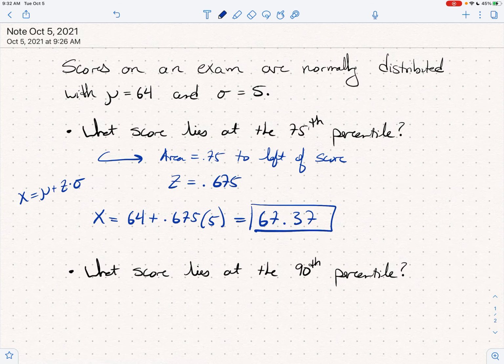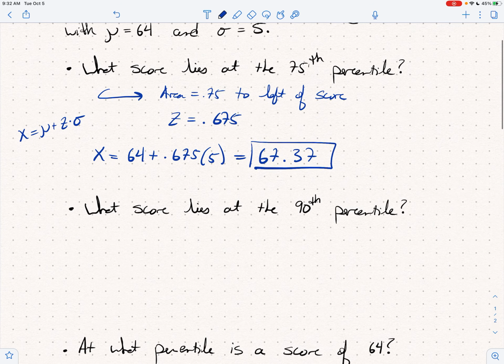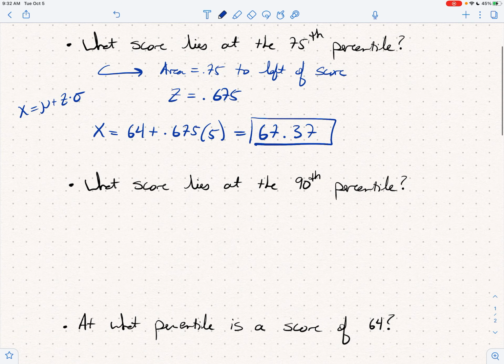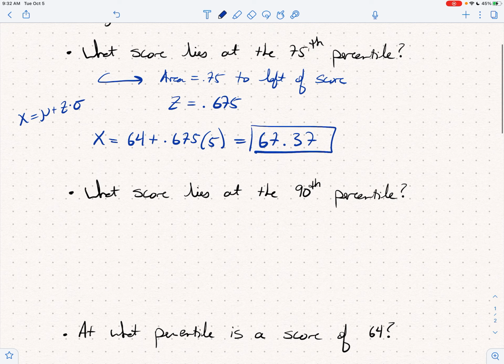I would encourage you to pause the video and try your hand at the 90th percentile. This works best if you try it and not just watch. So pause it. All right, welcome back. Hopefully you were able to work it out. Let's do it together. What score lies at the 90th percentile? I'm looking for the z-score that gives me area 0.9 to the left, where 90th percentile means 90% are below me. That's to the left.